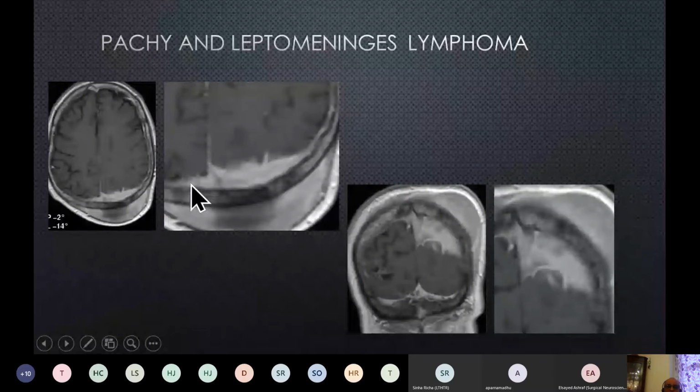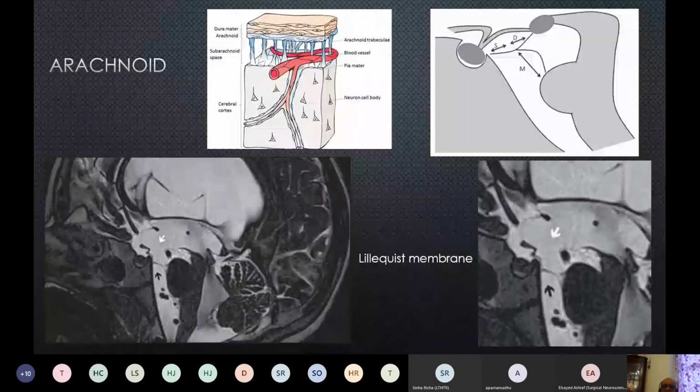Here you have a patient who's got a lymphoma of the skull vault. You can see the abnormal skull vault over here with soft tissue within the scalp, but also in the epidural space. But you can see this finger-like, thread-like extensions into the cortical sulci. Here on the zoomed up pictures, you can see within the sulci, so suggesting involvement of the leptomeningeal surface in this patient.